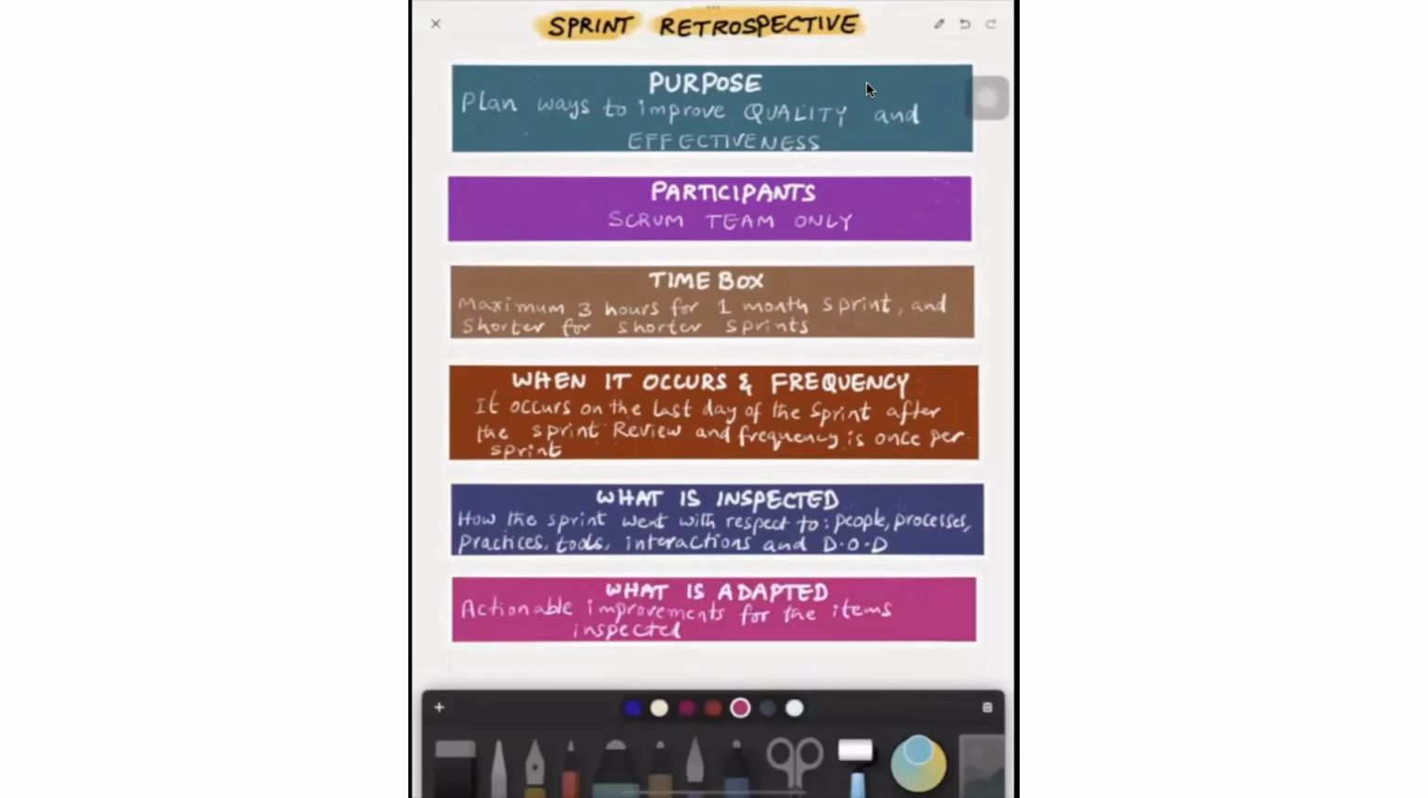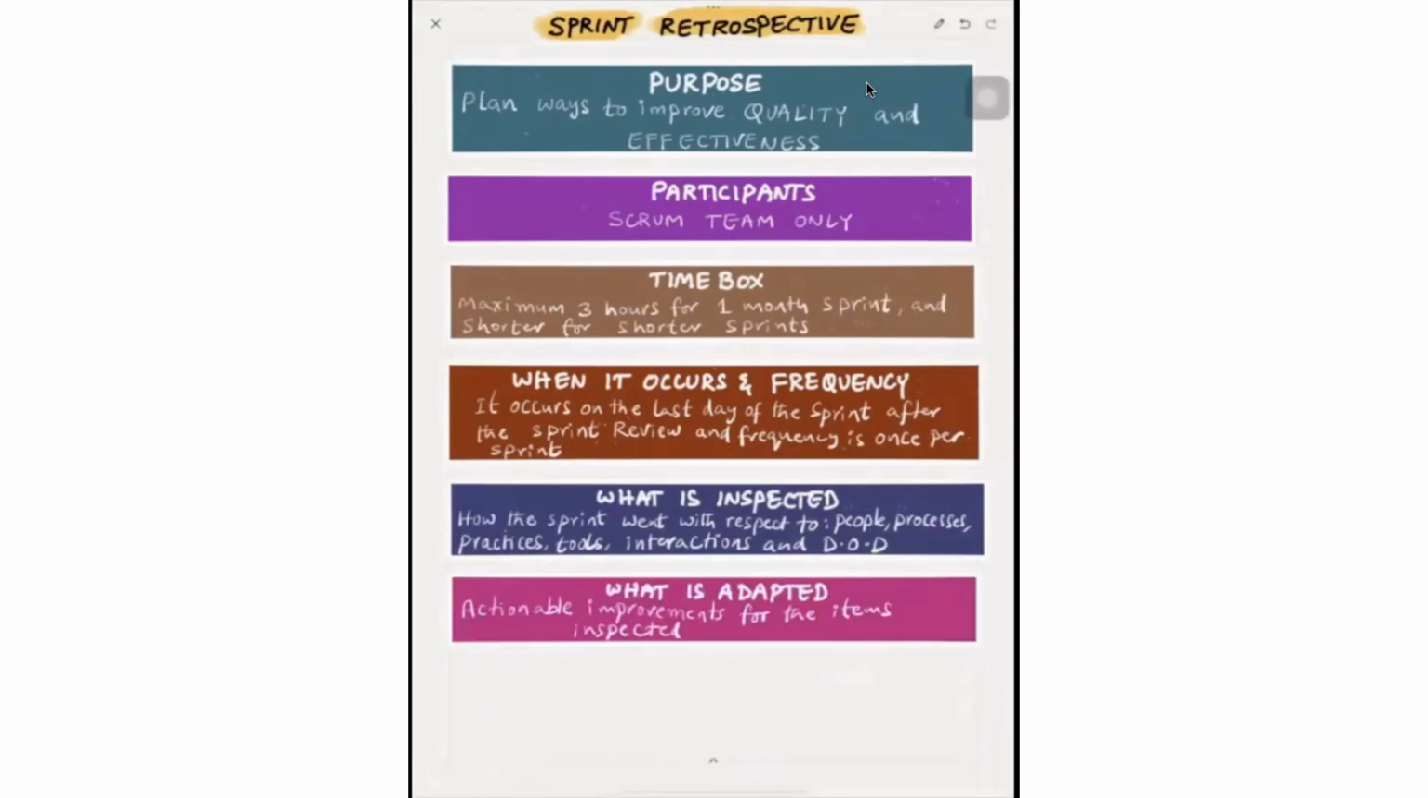And what is adapted? Actionable improvements for the items inspected. That means if there is a room to improve the processes, they will be identified as actionable improvement, or the practices and tools can be improved in a better way. That will be an actionable improvement, or the interactions or communication, collaboration within the team, or there are more stringent quality criteria to be added for the definition of done. That is identified as an actionable improvement.